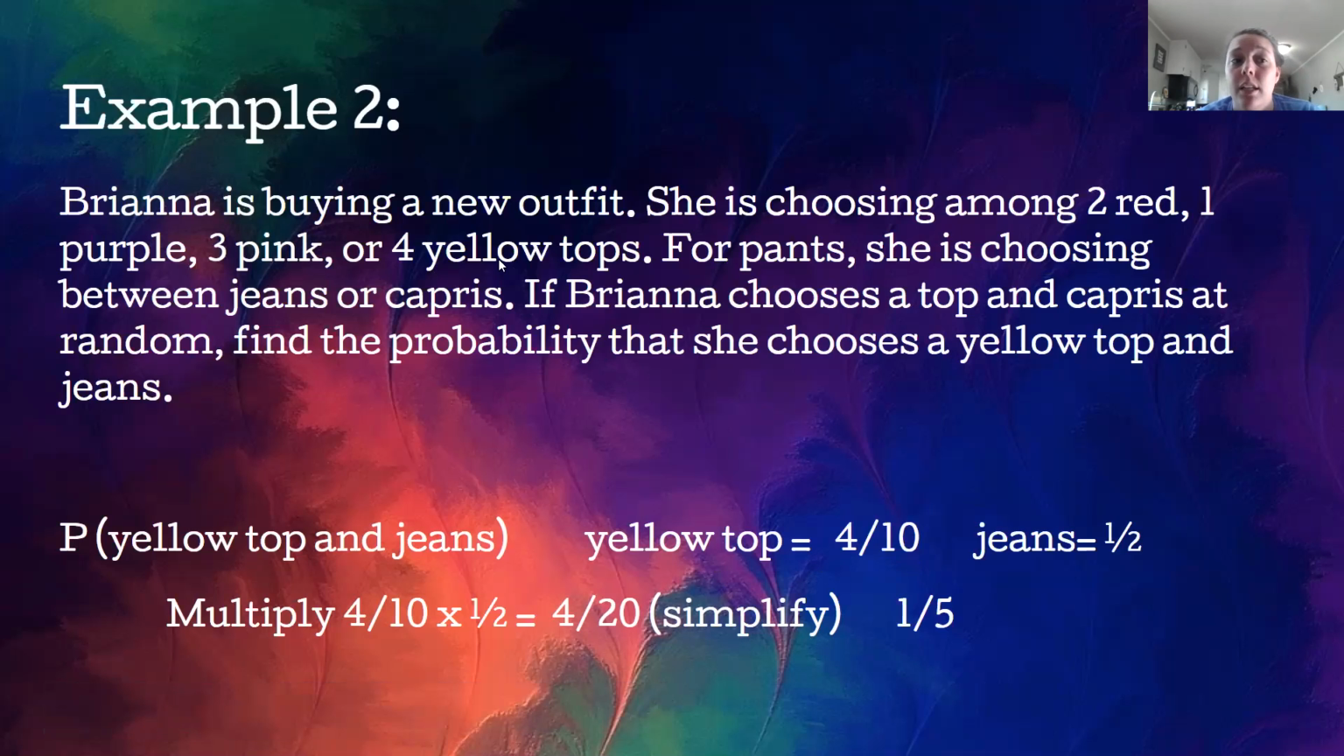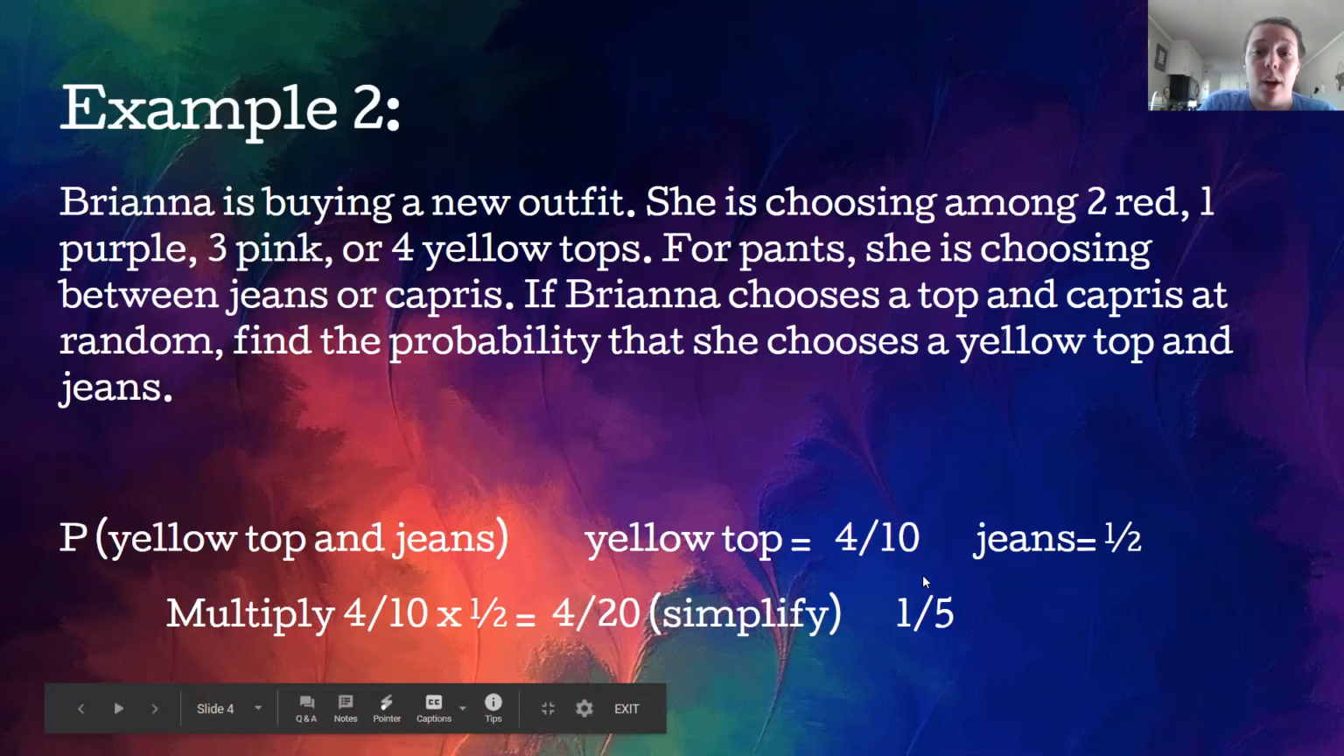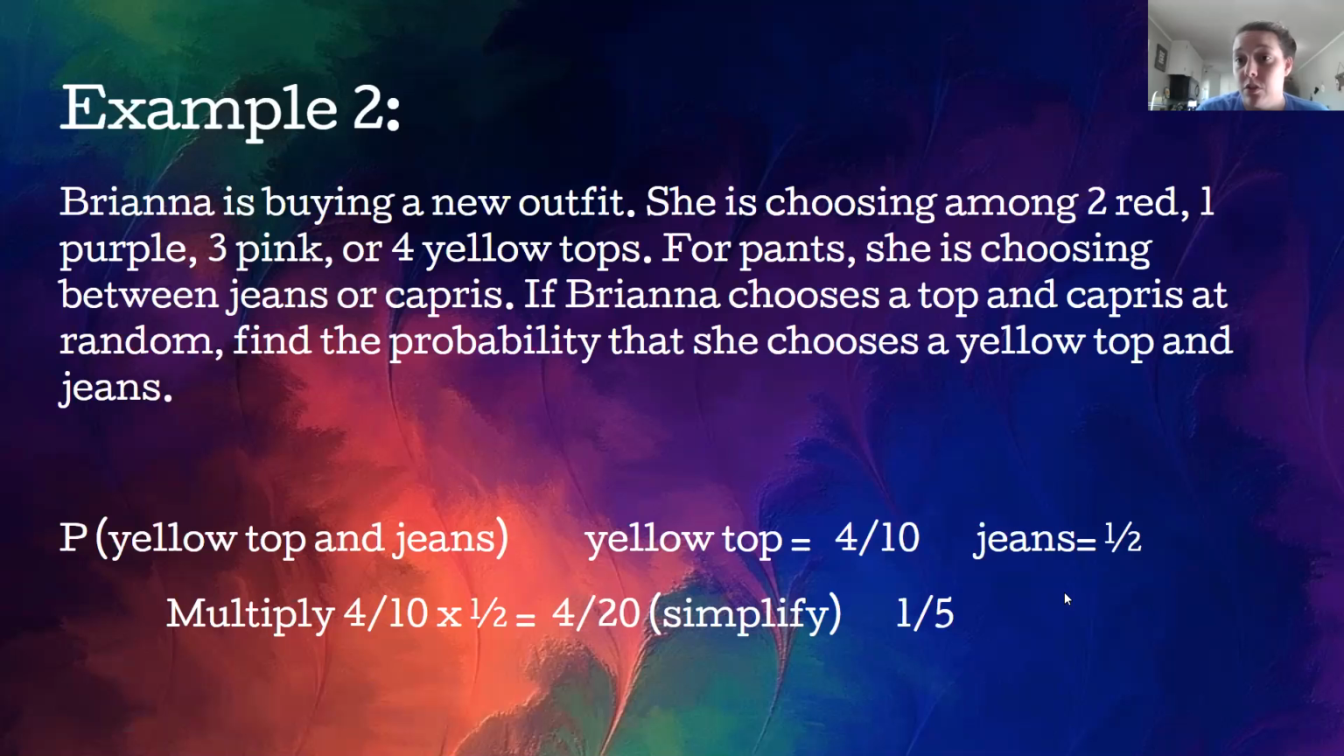So there were 2 red, a purple, 3 pink, and then 4 yellow tops. So 2 plus 1 is 3, plus another 3 is 6, plus 4 would be 10. So she has a total of 10 tops to choose from. So the probability of picking a yellow top would be 4 out of 10. And then for picking jeans, there's 1 option of jeans, and she can either pick jeans or capris. So she only has 2 total options as far as pants. So she would have 1/2.